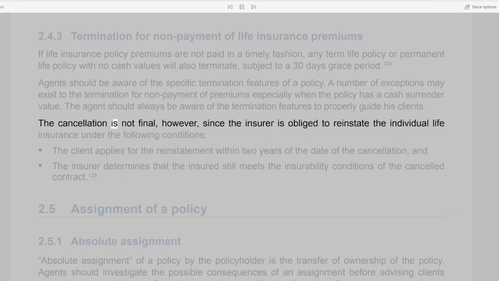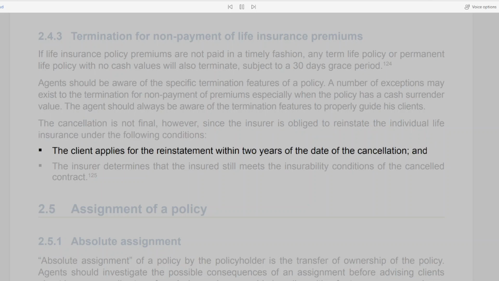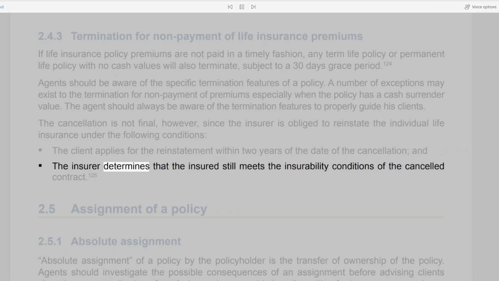The cancellation is not final, however, since the insurer is obliged to reinstate the individual life insurance under the following conditions: the client applies for the reinstatement within 2 years of the date of the cancellation, and the insurer determines that the insured still meets the insurability conditions of the cancelled contract.